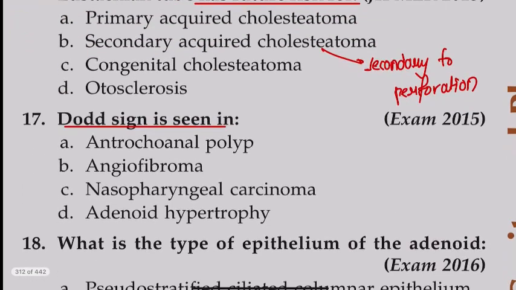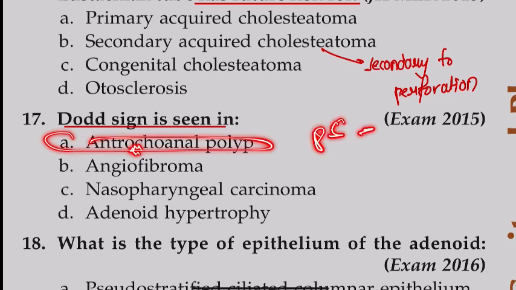Dots sign is seen in which condition? Talking about the Dots sign, in antrochoanal polyp, the ear is in the posterior superior region, and that is the Dots sign or crescent sign. So here antrochoanal polyp is the right answer. In antrochoanal polyp there will be a polyp in the posterior superior region, and here we are talking about a radiograph sign, that is the Dots sign or crescent sign.